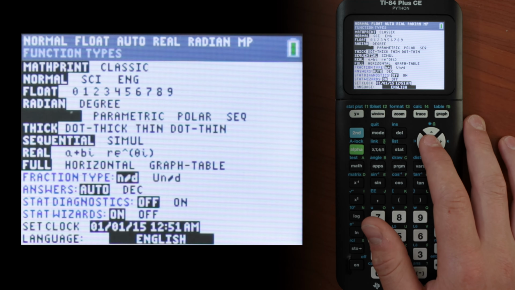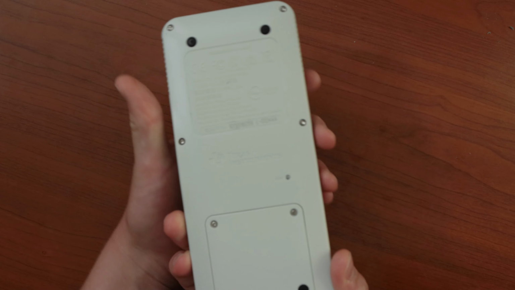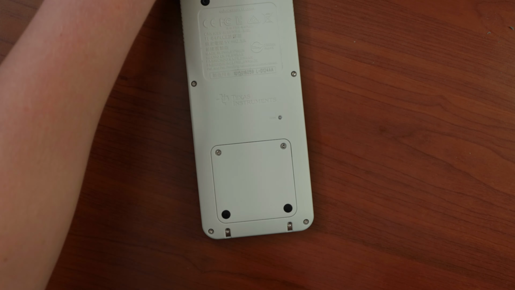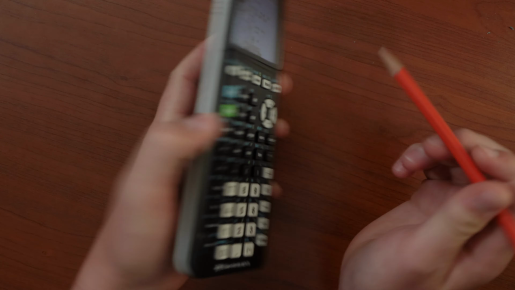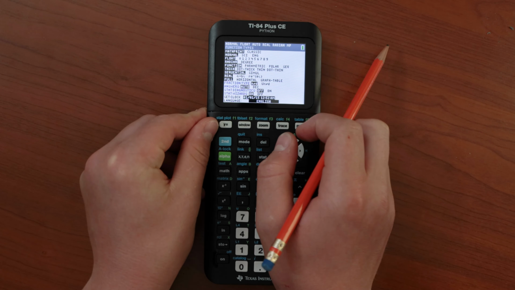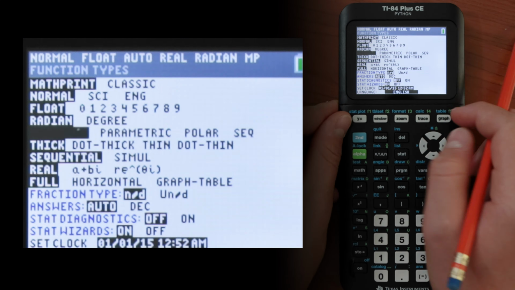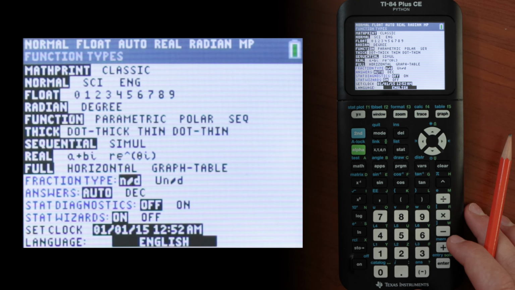If any of your settings seem to be out of whack, then you can just reset your calculator on the back at this reset button. It's very faint, but right here, you can hold down on this button, and then a dark screen will appear on the other side. Once it does, you can just turn on your calculator, clear your data, and you'll be good to go.